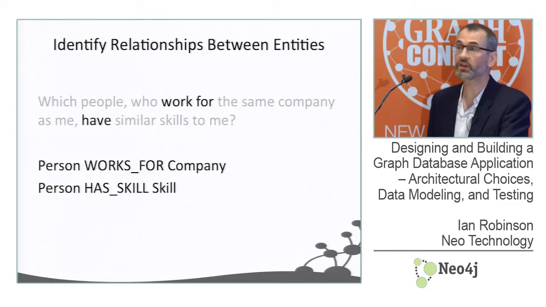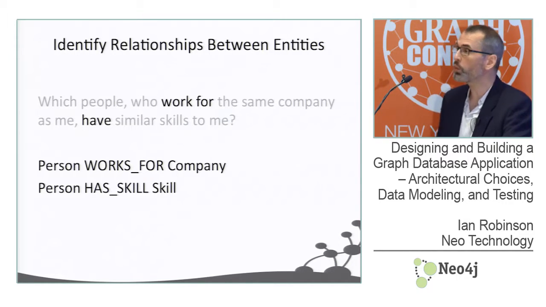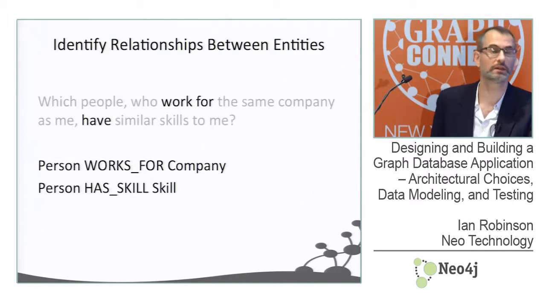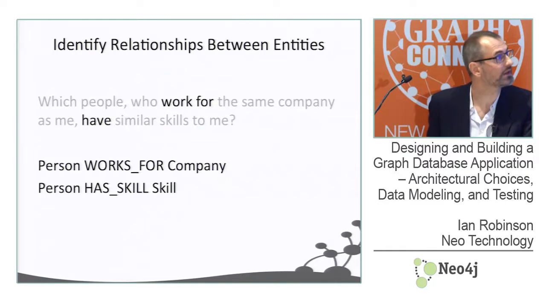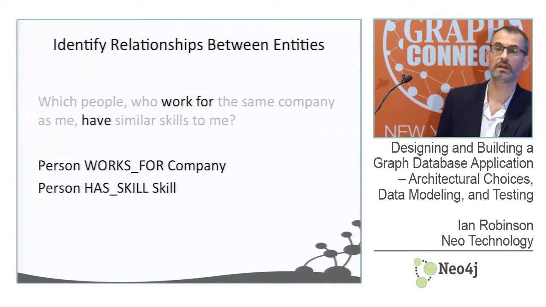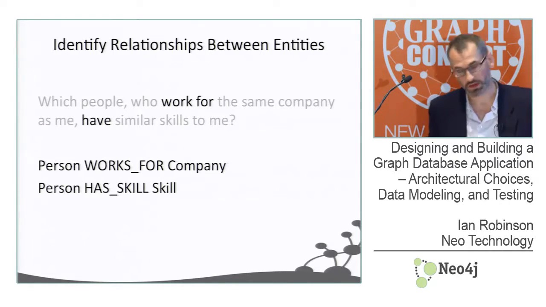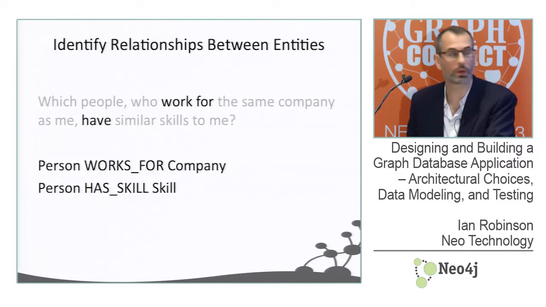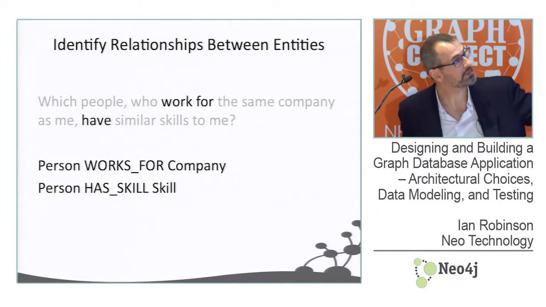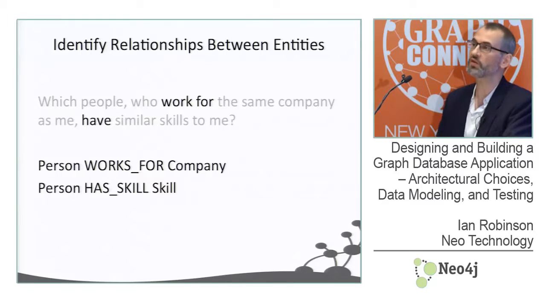Having identified the things that I'm interested in, I can then begin to understand how they are connected. How are they related? What's the relationship between some of these entities? A person works for a company, and a person has a skill or has a set of skills. So again, I've taken the natural language representation of that question, and I've just identified some of the things I'm interested in and the ways in which those things are connected.